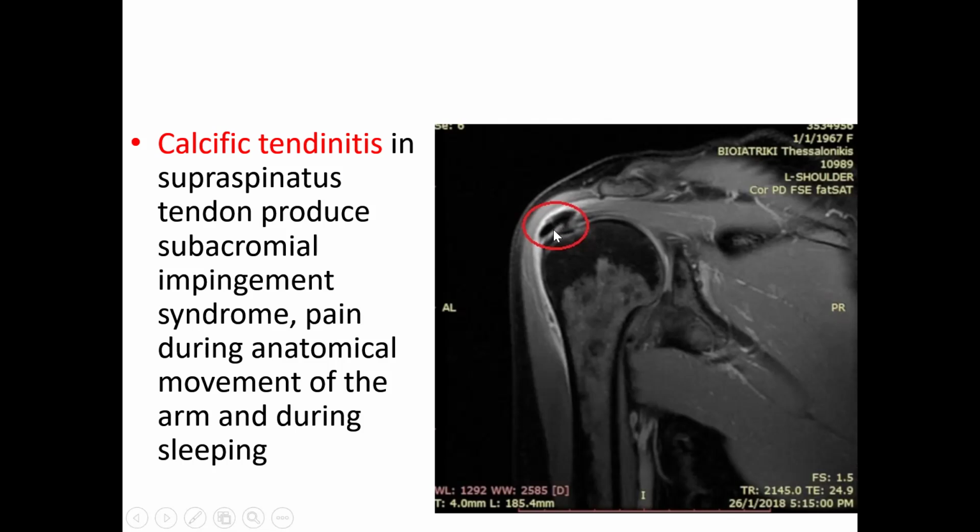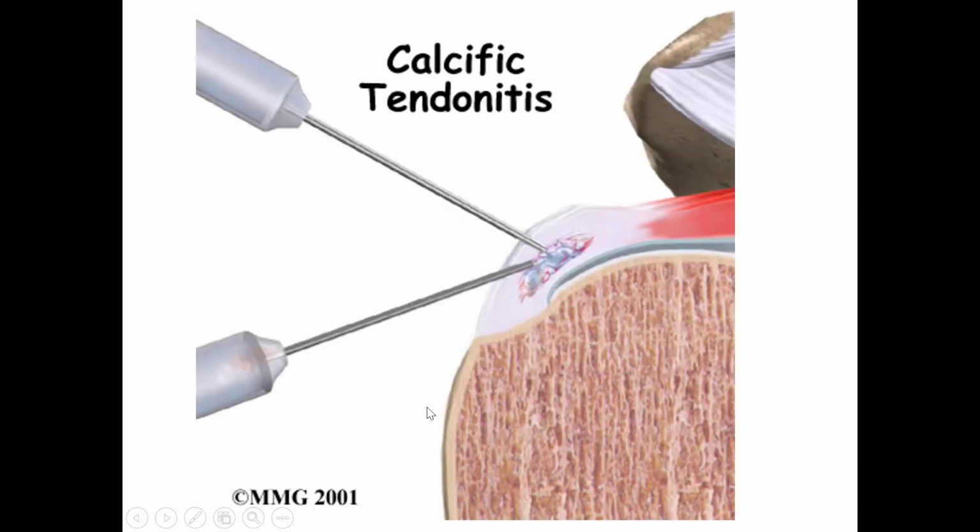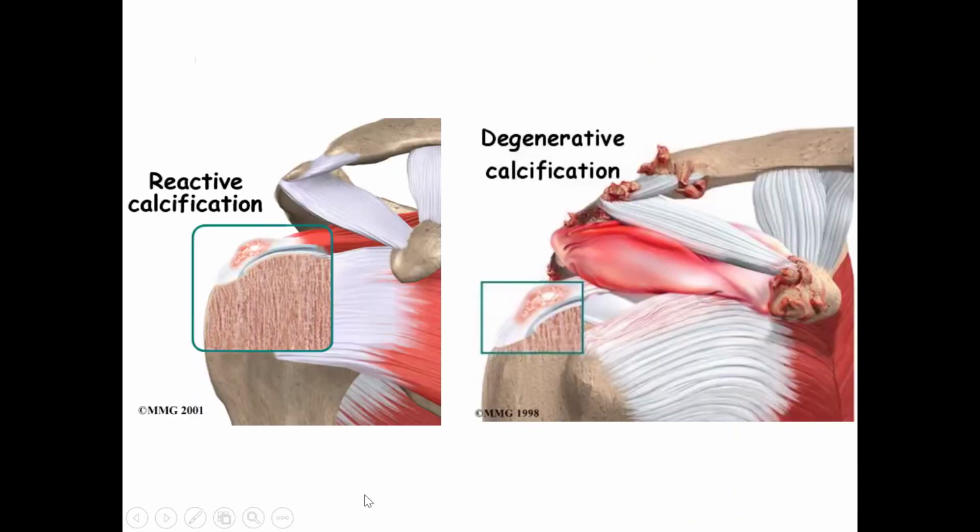So that might be the cause, and it may lead towards supraspinatus tendonitis, which is known as calcific tendonitis, and which will eventually lead to subacromial impingement. The basic treatment for calcific tendonitis is just removal of this calcific deposition. And if this calcium deposition is left untreated, it may lead to degeneration later on.